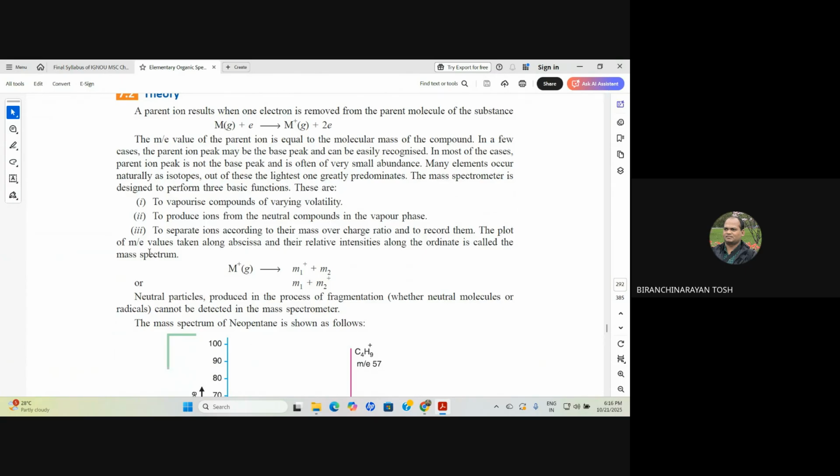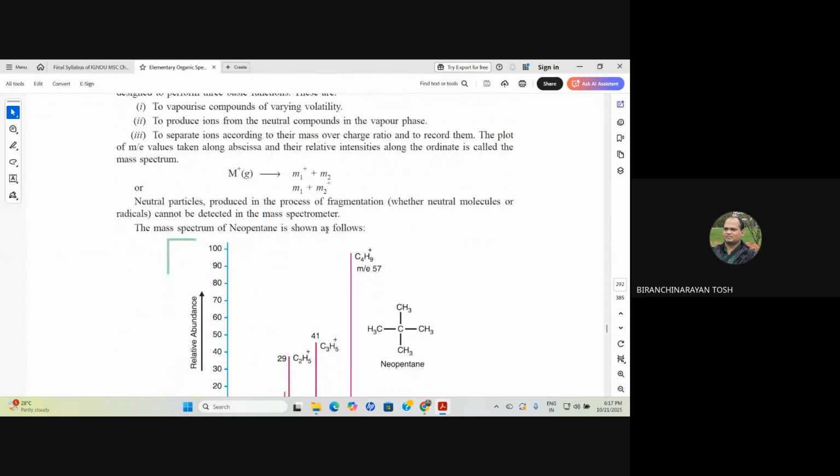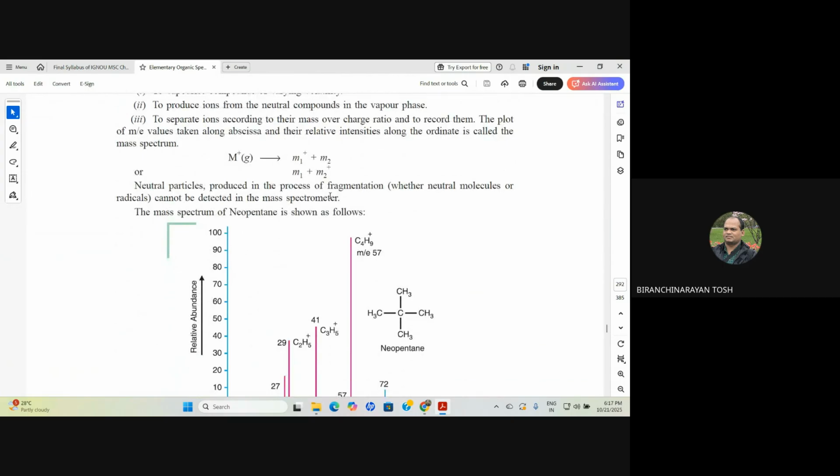The plot of M/E values along the abscissa and their relative intensities along the ordinate is called the mass spectrum. This is how fragmentation occurs. Neutral particles produced in the process of fragmentation cannot be detected.